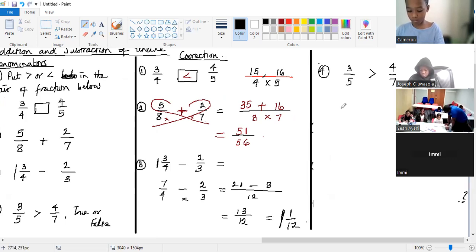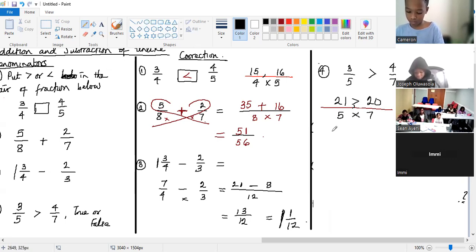Because I drew a line and then I did 5 times 7 underneath, and then on top it's 3 times 7, which is 21, and then 4 times 5, which is 20. Okay, so that means 21 is more than 20, right? Yes. Good. So 3 over 5 is greater than 4 over 7 is true.